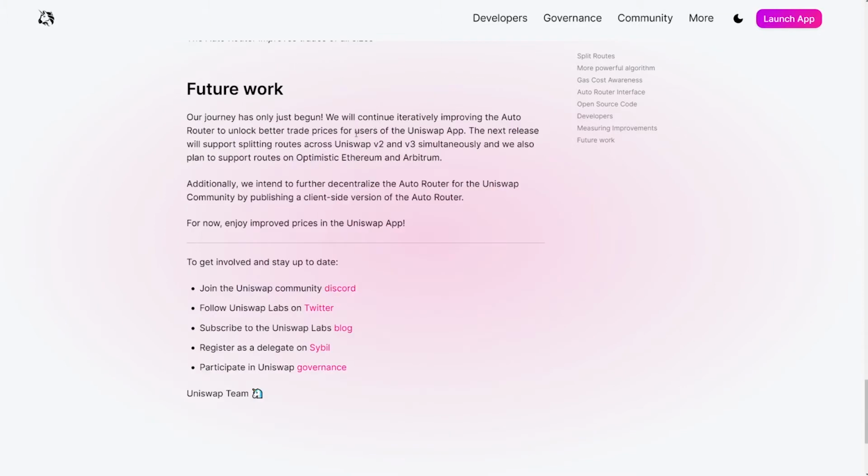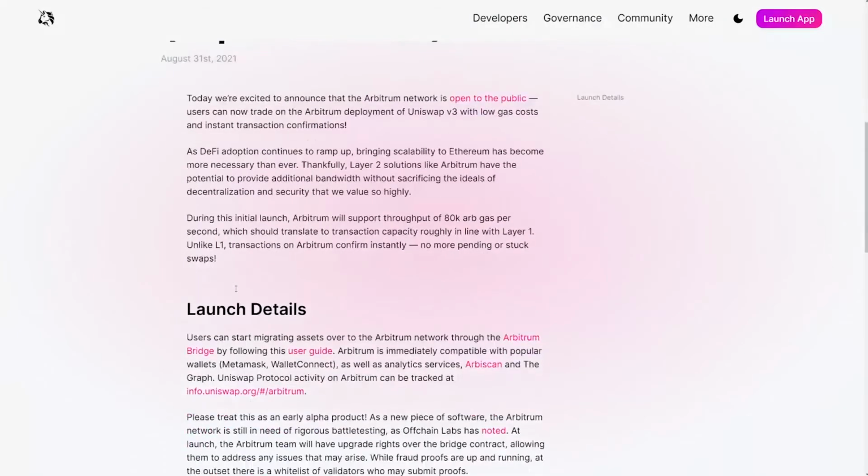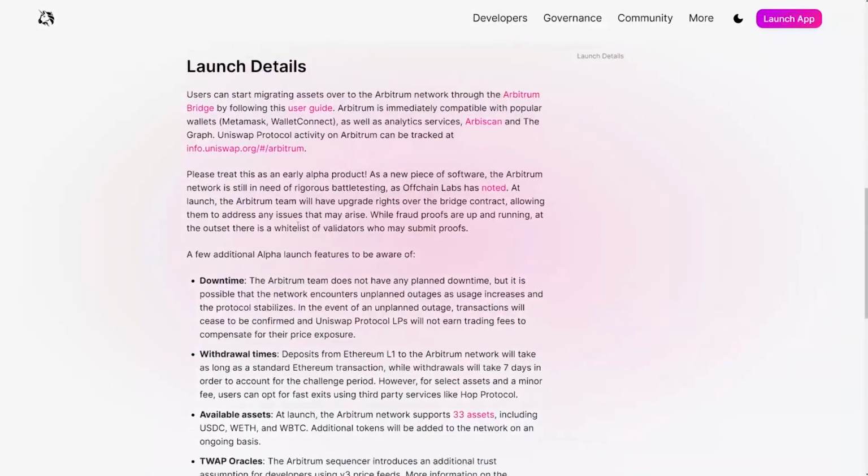And there is also already a future upgrade for this auto router, which will support splitting routes across Uniswap V2 and V3 simultaneously. And they also plan to support routes on Optimistic Ethereum and Arbitrum. And speaking of those two, we can see that previously at the end of August Uniswap has launched on Arbitrum. They have this alpha version now going on, so you can already start to migrate assets over to Arbitrum network.